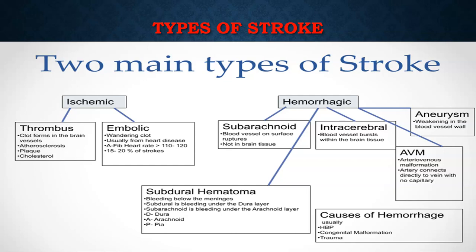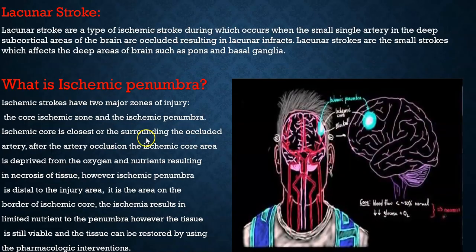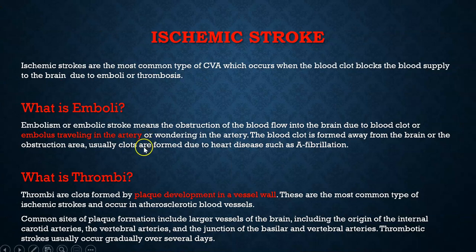Now, it can be trauma also, as I mentioned in subdural hematoma. All right, so I do have some of the explanation here. So embolism stroke is caused by an embolus. Emboli travel in the artery. Thrombi are plaque development in a vessel wall inside the brain.